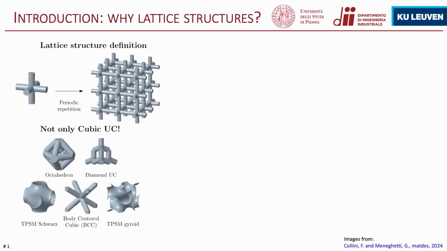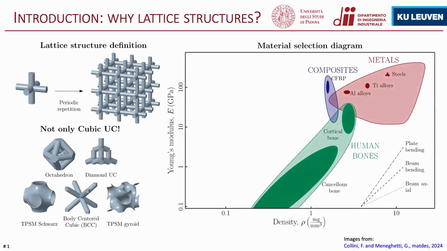So starting with the introduction, as you probably already all know, lattice structures are obtained by the periodic repetition in space of a unit cell. And I believe that we can appreciate how useful lattice structures could be in engineering by analyzing their material properties at the apparent macroscopic scale in an Ashby material selection diagram, where on the x-axis we have the density of the material, and on the y-axis you have the Young's modulus of the material.